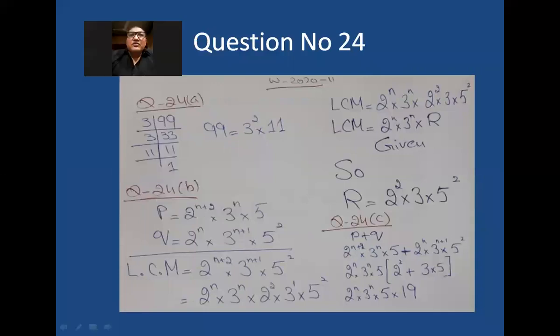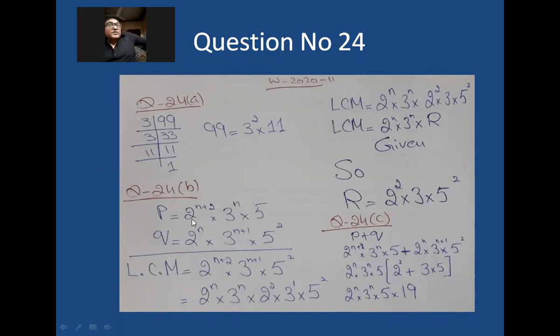So here we go, dear friends and dear students. So 24b, P is given, that is 2 raised to power n plus 2 into 3 raised to power n into 5. Q is 2 raised to power n multiplied by 3 raised to power n plus 1 multiplied by 5 square. Then I draw a line here and I will try to find the LCM. Usually when we take the LCM, the factors which are common, I write them once with their largest power, and the ones which are not common, I write them also.